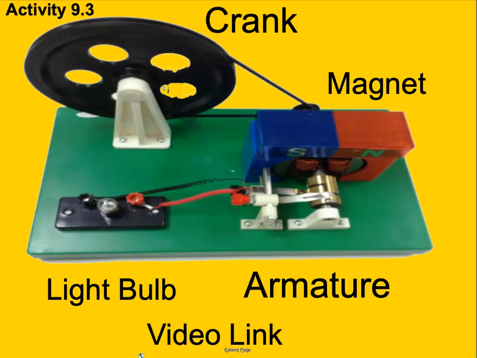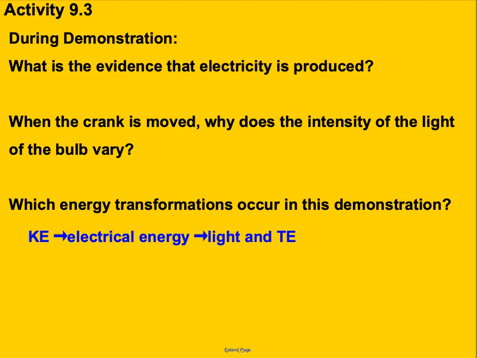All right, so you had a chance to watch the video. If you went back to the video, would you be able to explain what evidence you saw that electricity was being produced? If your answer was, oh, the light bulb was turning on, absolutely, that's your evidence. Otherwise, the person's just spinning it. You don't know if electricity is being produced, but the light shining is your evidence.